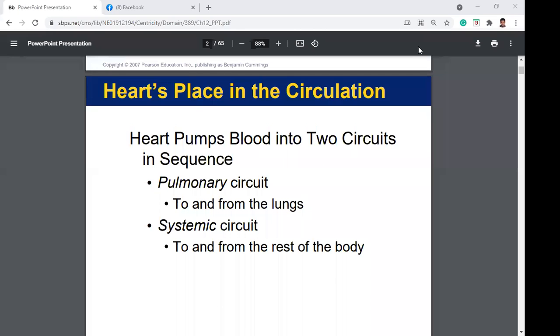You have to repeat what you were saying. You were explaining the whole circulation for me.